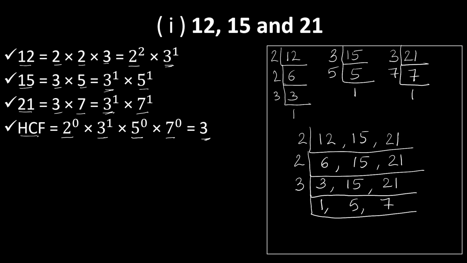Now, we will try to divide these numbers with 5. So, here we are going to get only 1. Here, we are going to get 1 as a quotient, and for 7, we will keep it as it is.